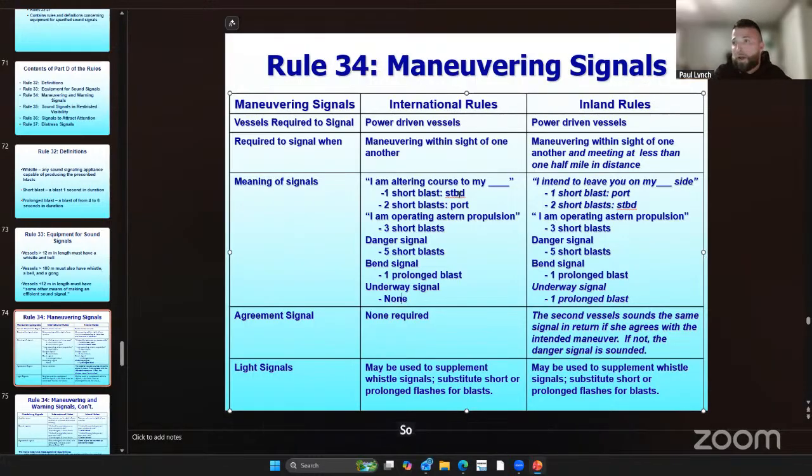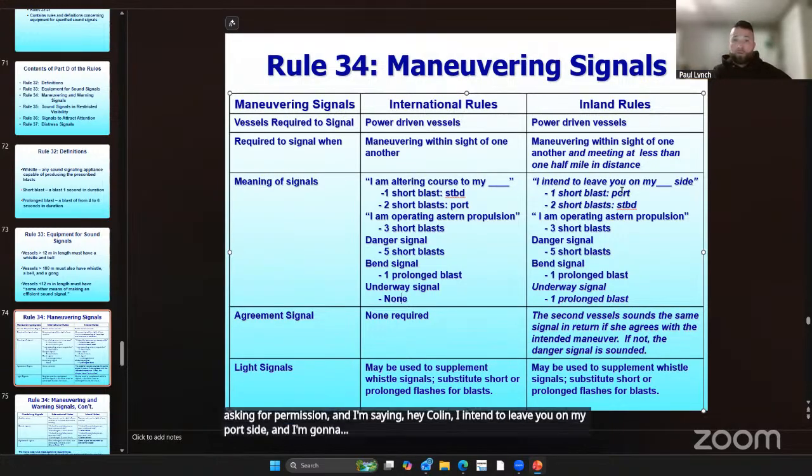So I am altering my course to starboard. I'm leaving you on my port side. It's just the language, because in international waters, I'm telling you what I'm doing and I just do it. I make the one short blast and I just do it. But in inland rules, I'm asking for permission and saying, hey, Colin, I intend to leave you on my port side and I'm going to pass you on your starboard side.